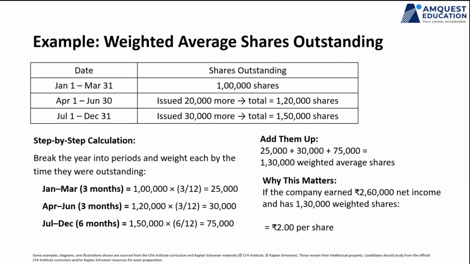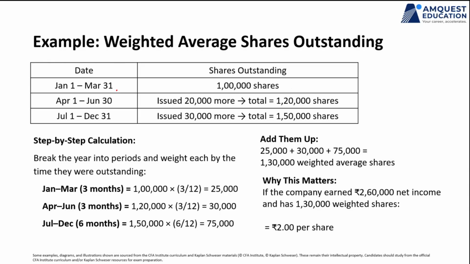Now let's do a quick calculation for the weighted average shares outstanding, the denominator. The numerator is relatively straightforward. Now look here, from January 1 to March 31, we have 100,000 shares outstanding. These are the number of shares outstanding for the company for the first 3 months of the year. Then on April 1, the company issues 20,000 more shares. So the total shares become 120,000. And then on July 1, the company issues another 30,000 shares. Shares become 150,000. Now, we have to do a weighted average calculation.